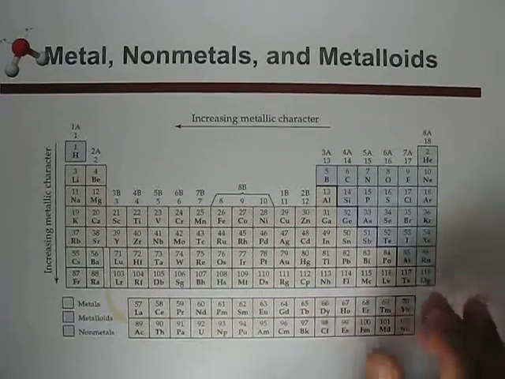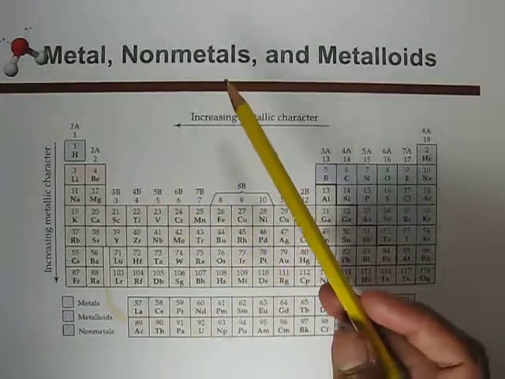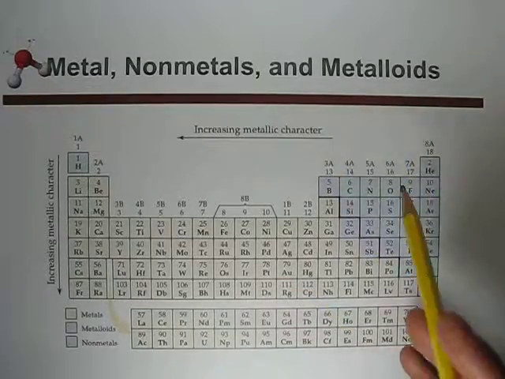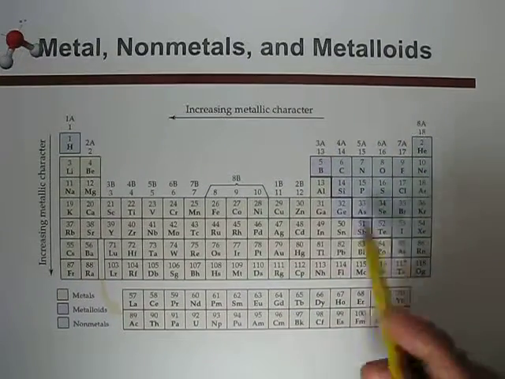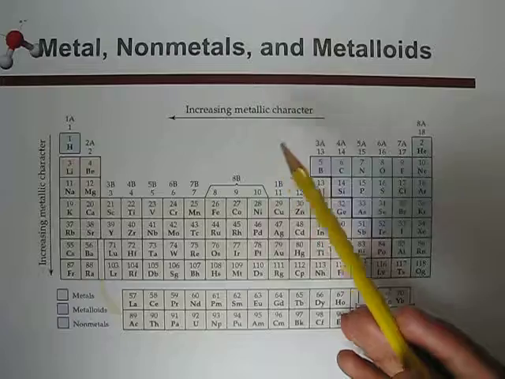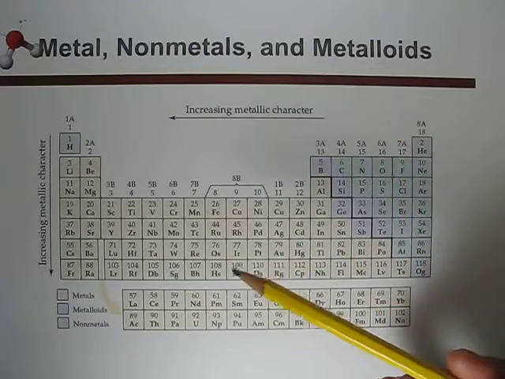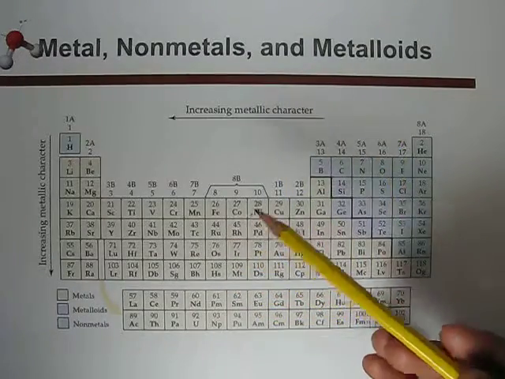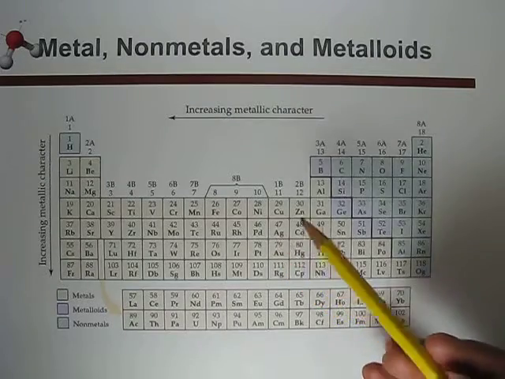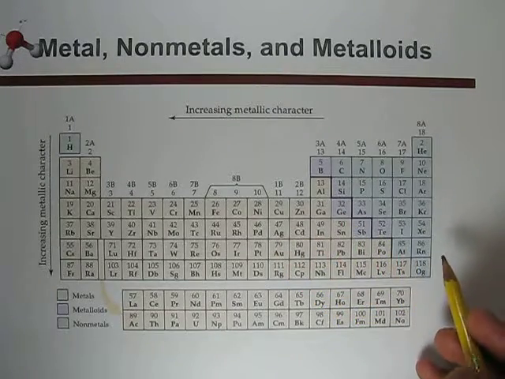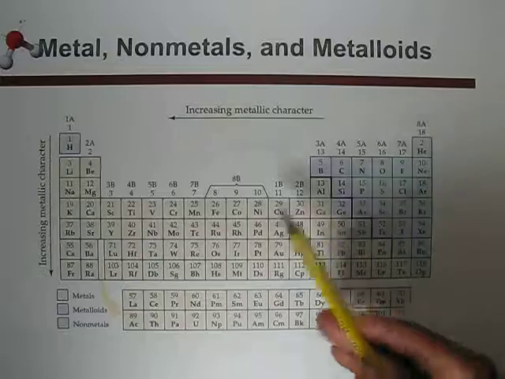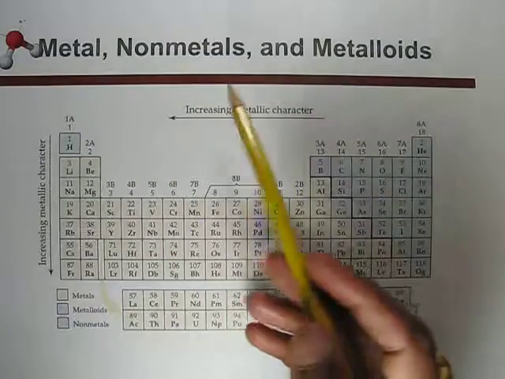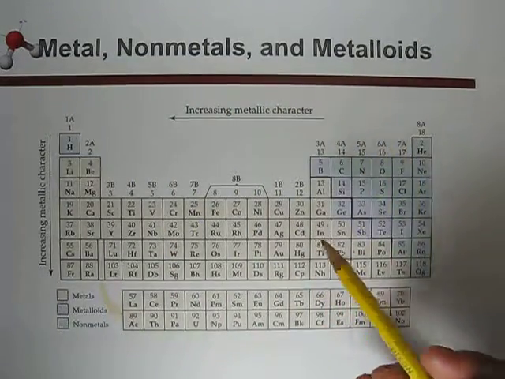So in this video we will study the metals, non-metals and metalloids. We have gone through the metals, non-metals and metalloids in the previous class, but here we will see some more detail about the trend of metals, non-metals and metalloids in the periodic table.